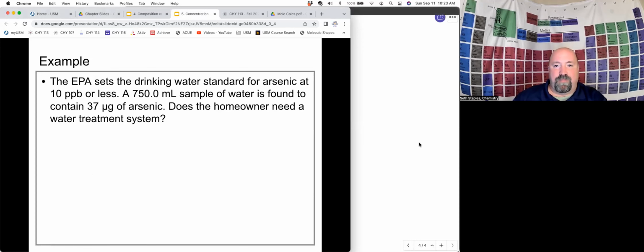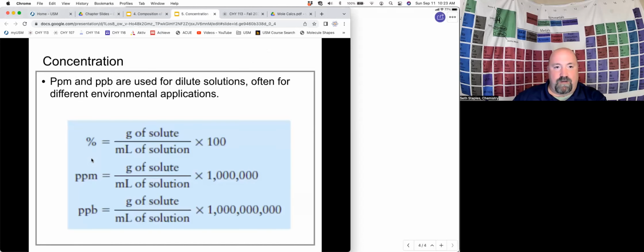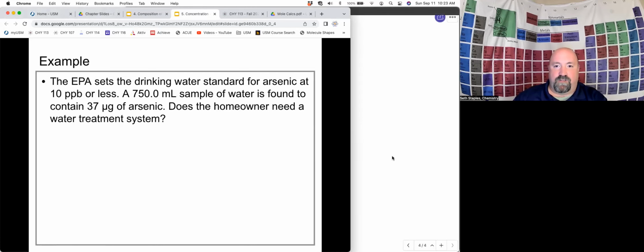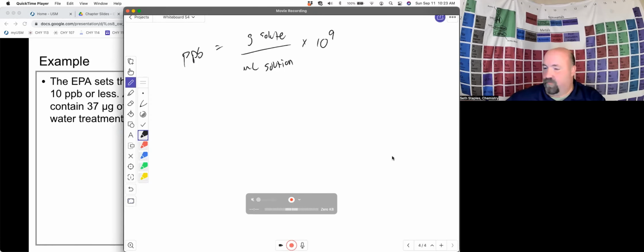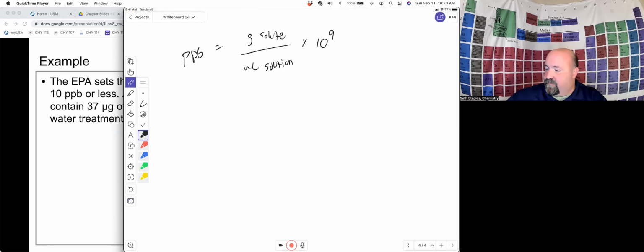And so we have 37 micrograms of arsenic. We need to take that micrograms of arsenic and convert it to grams, first of all. We're going to convert that over to grams. We know that there are 10 to the sixth micrograms per 1 gram.